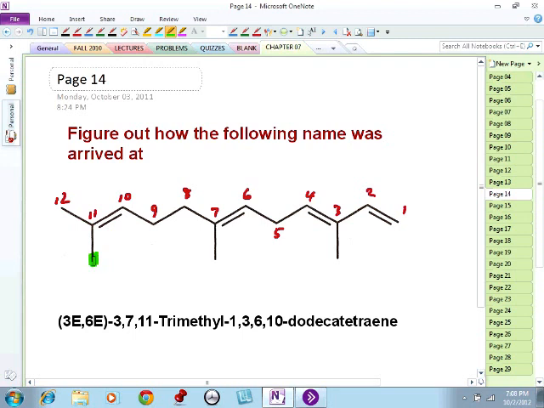You have branches in position 11, that's a methyl, right? In position 7, a methyl. In position 3, another methyl. And the double bonds are in positions 1, 3, 6, and 10. And of course you have tetraene at the end. Now, how do we get 3E and 6E?